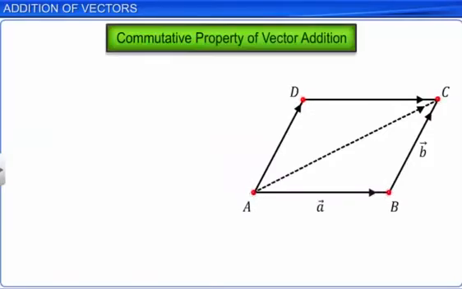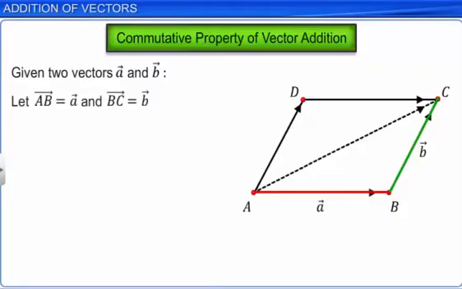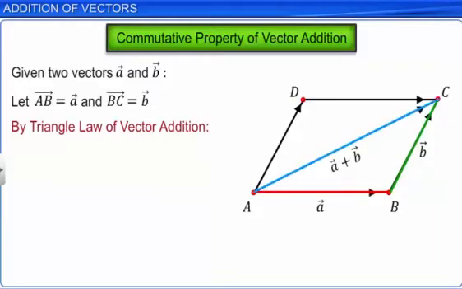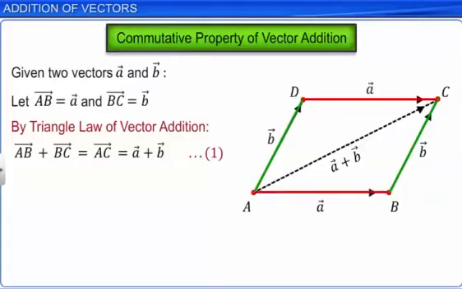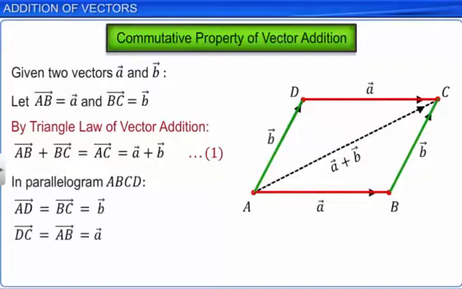Now, let us prove that vector addition is commutative. Let us consider two vectors, A and B. Consider two adjacent sides, AB and BC, of a parallelogram ABCD, representing vectors A and B respectively. By the triangle law of vector addition, vector AB plus vector BC is equal to vector AC, which is vector A plus vector B. Since the opposite sides of a parallelogram are equal and parallel, vector AD is equal to vector BC, and vector DC is equal to vector AB.